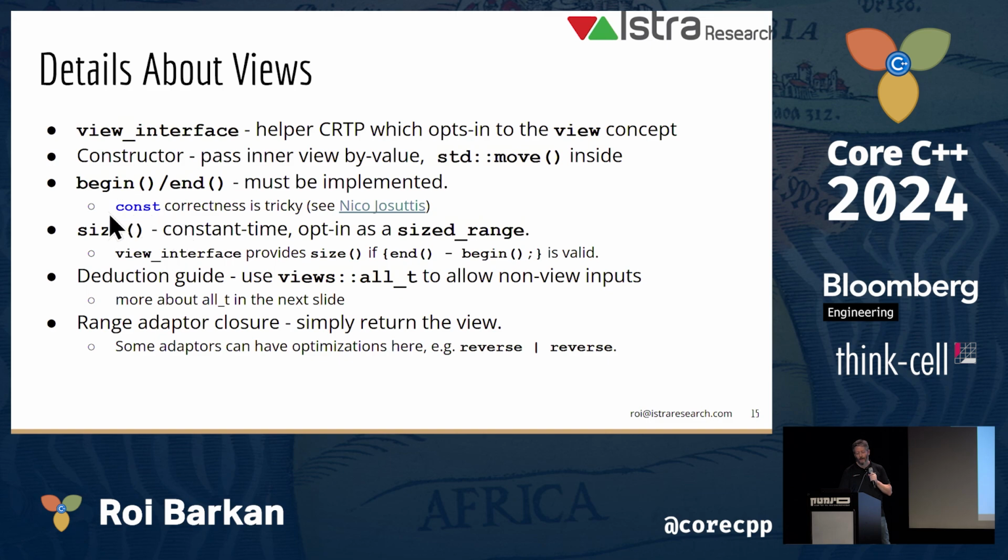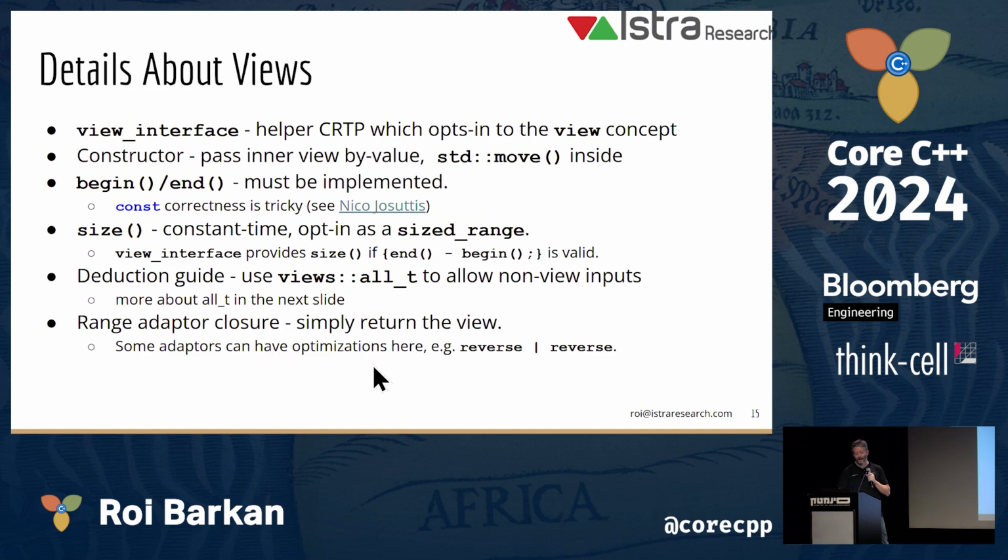I'll just mention that const correctness when it comes to begin and end, and with views in general, is a very tricky subject. Many people think that the committee got it wrong with the way that range const-correctness is done, but I won't talk a lot about that. Feel free to go and watch Nico Josuttis' talks about this.